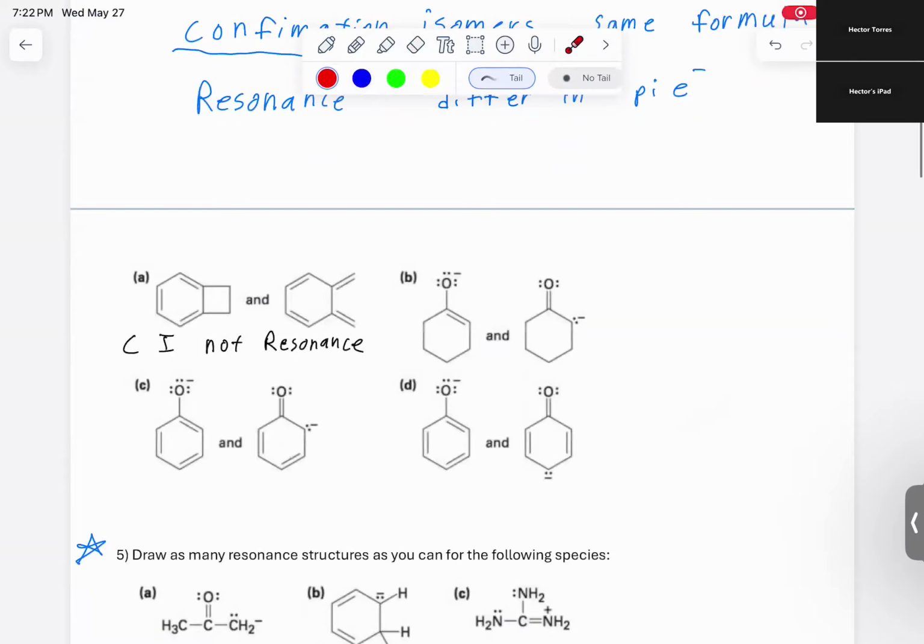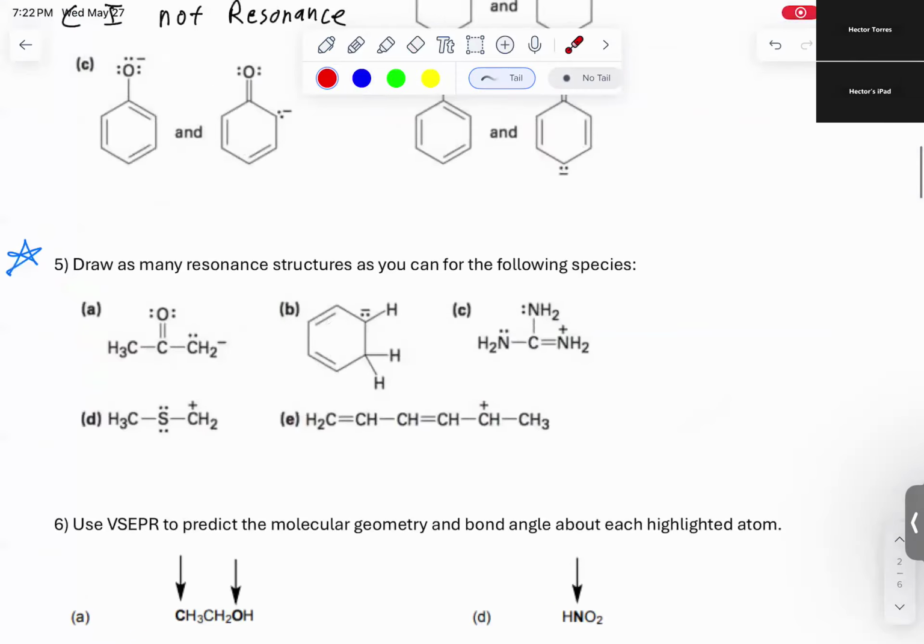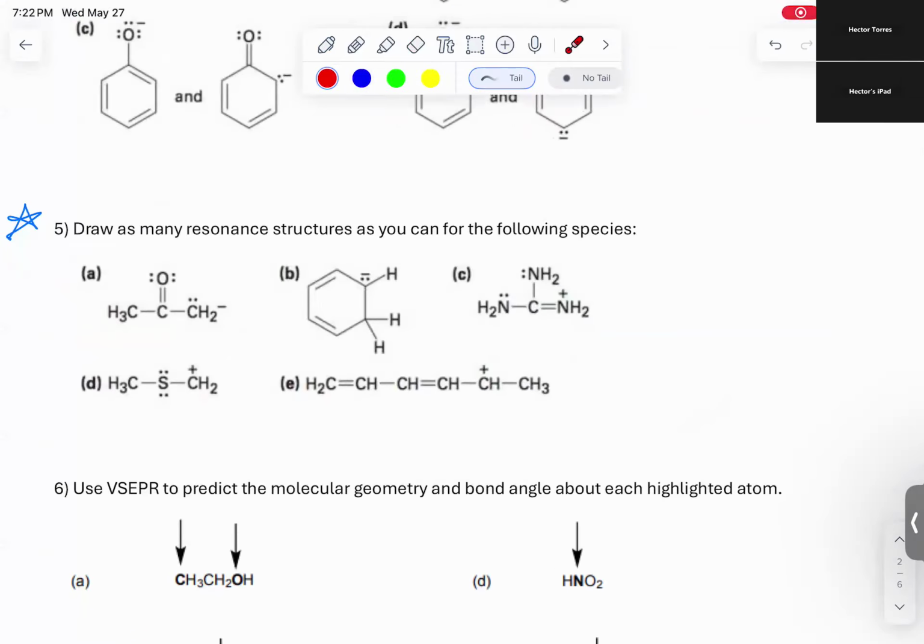Okay, now let's do the second problem. Okay, on this one it says draw as many resonance structures as you can for the following species. And I'm really sorry, you guys. I didn't leave enough room, but we're gonna try our best. Okay, so let's do just one of these. So I think the main challenge with these is they are drawn a little differently. So it might be easier to redraw some of them, just so that you can see them in the way we typically see them.